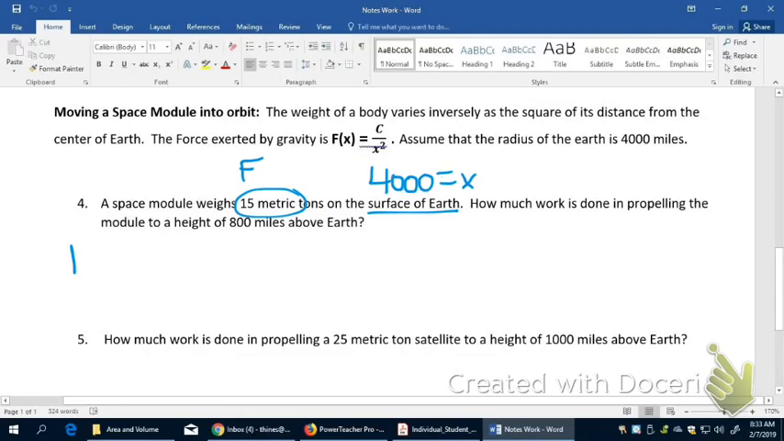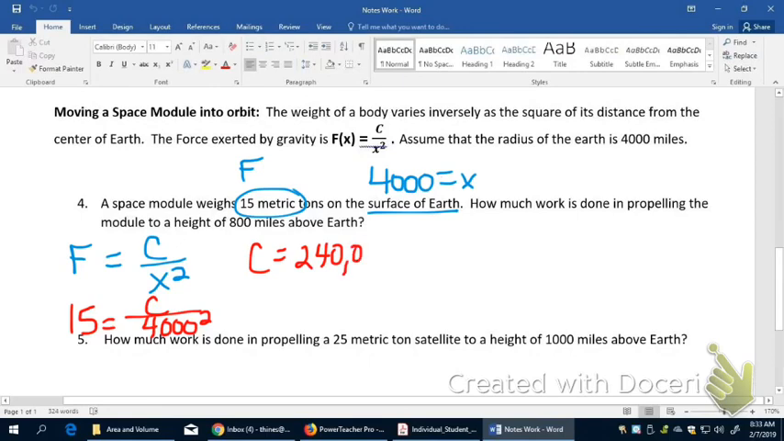Let's start with F of x equals c over x squared. That's where we're going to plug in the 15 and get c over 4,000 squared. On these problems, you're usually going to get big numbers with lots of zeros. Do the best that you can. You're going to end up with 240 million.